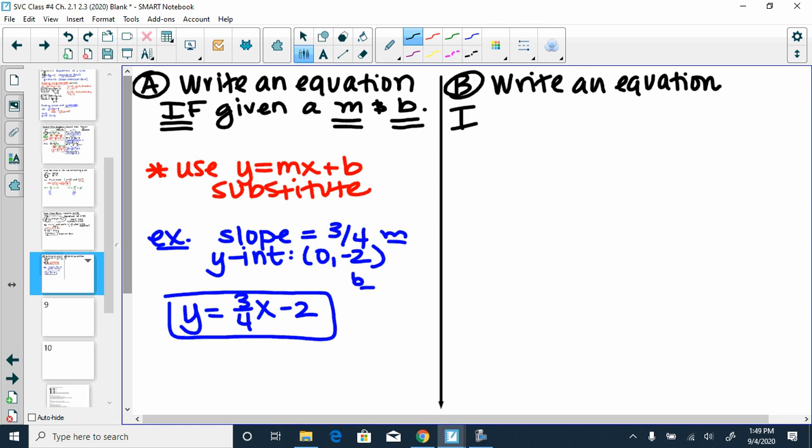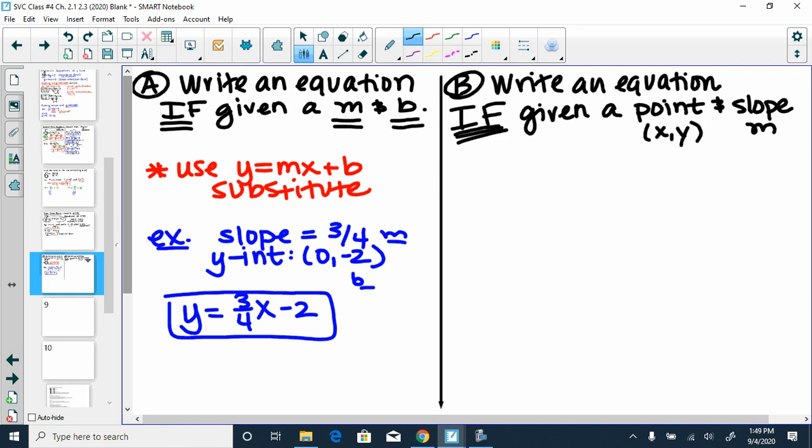if given a point and a slope. Okay? So keep in mind the point is going to be an x and a y form, and the slope is going to be an m, okay, because slope is m. So keep in mind this is your slope back here too, and your b is 0, comma, something. Okay, so if I have a point and a slope, what do?